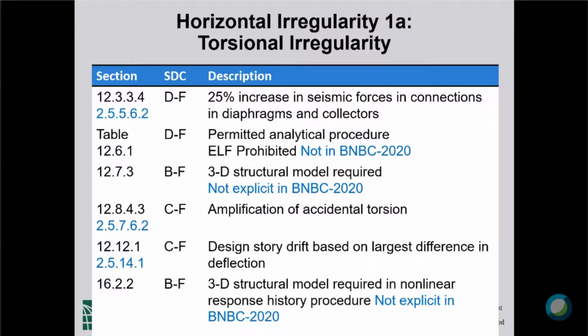Okay. Now, if we have torsional irregularity, ASCE 7-05 invokes all those sections of ASCE 7, and we will take a look at those. First one is 25% increase in seismic forces in connections in diaphragms and collectors, something that we just went over. It is also in 12.3.3.4 of ASCE 7, of BNBC. Okay, so in BNBC it is in two places, 1738 or whatever the section that we read, and in 2.5.5.6.2, same thing is said. 25% increase in seismic forces in connections and diaphragms.